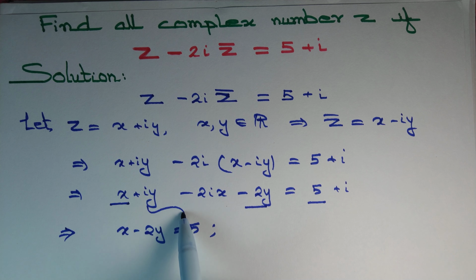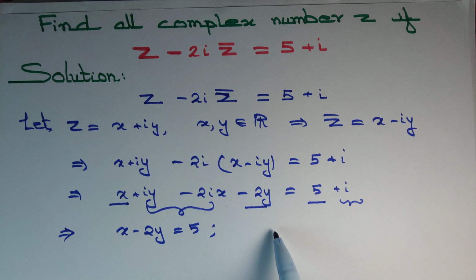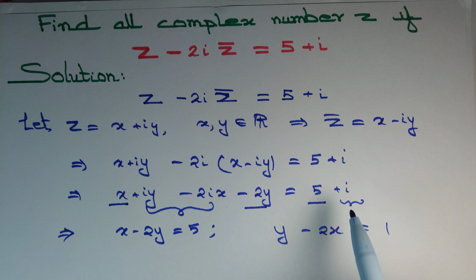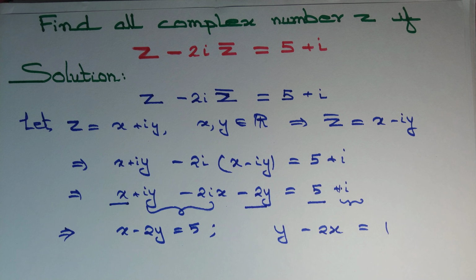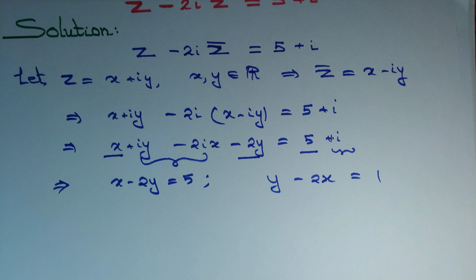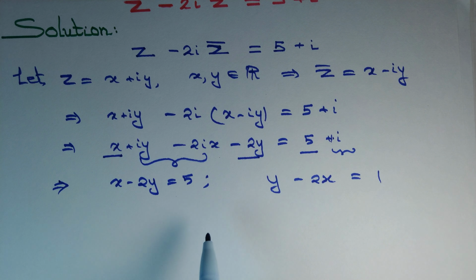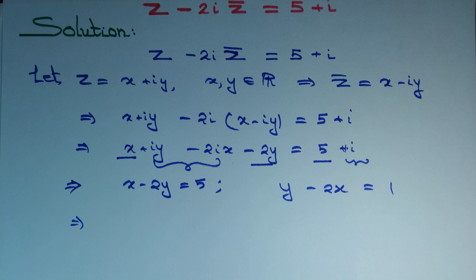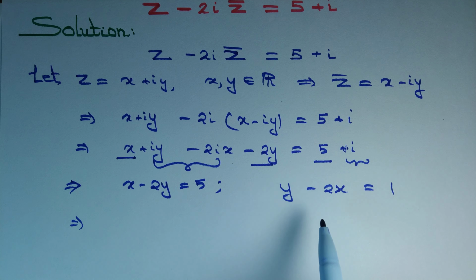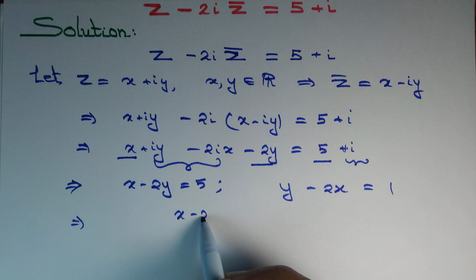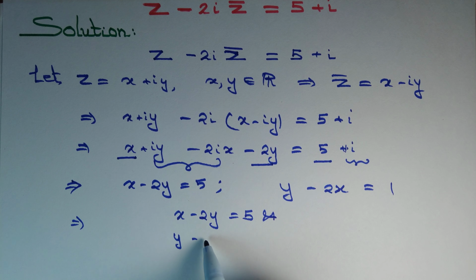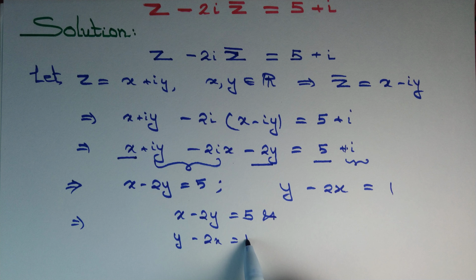What about imaginary parts? y minus 2x equal to 1. The coefficient of i is just 1. Next, can we solve for those two equations? So let's rather say, can we solve for x and y from these two equations? Of course, we have two equations and two unknowns, so we can solve. So we got x minus 2y equal to 5 and y minus 2x equal to 1.